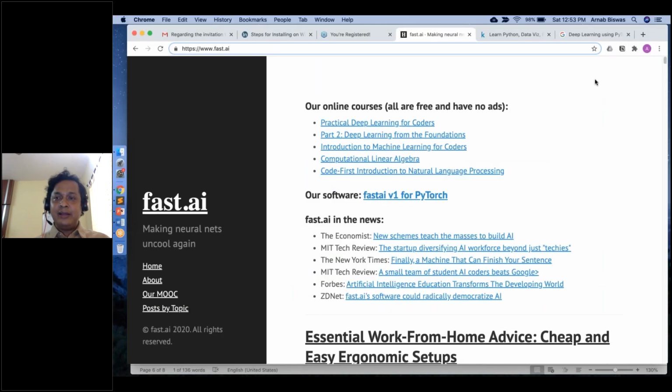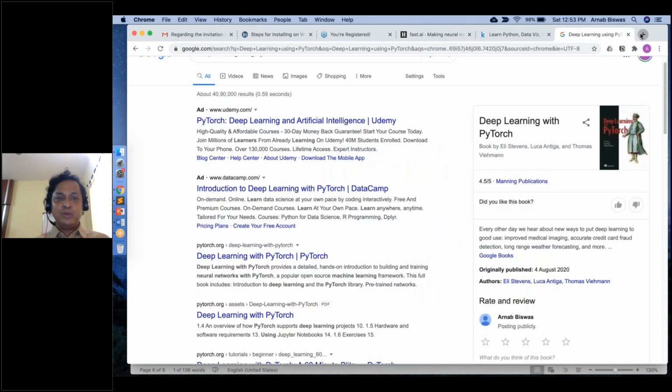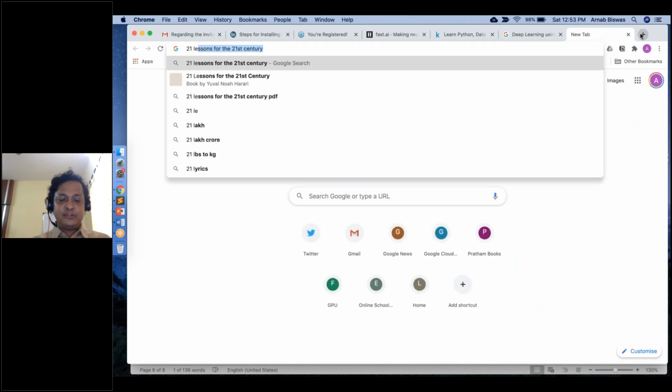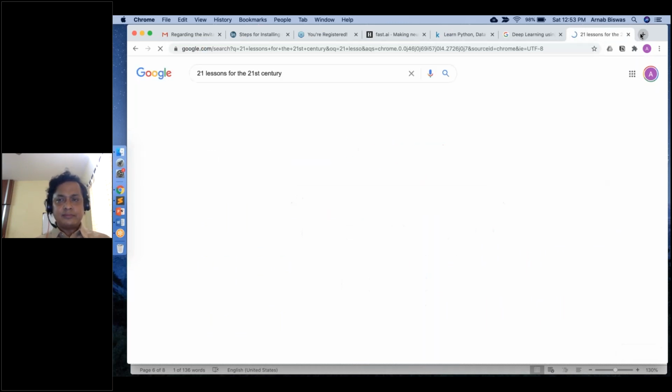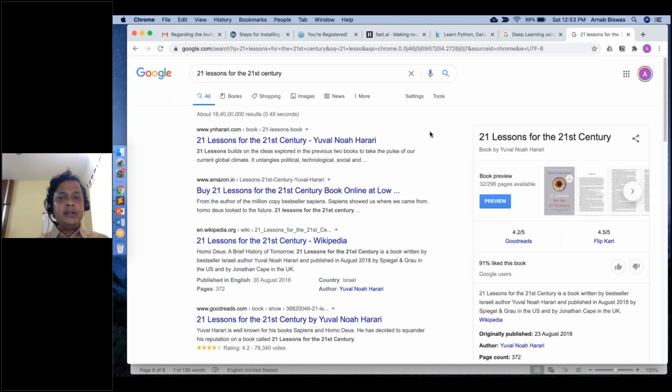Actually, I'll recommend another book. There is a book called 21 Lessons for the 21st Century. If you get the opportunity, read this book. The first chapter of the book exactly talks about this problem. Yeah, that's my answer.